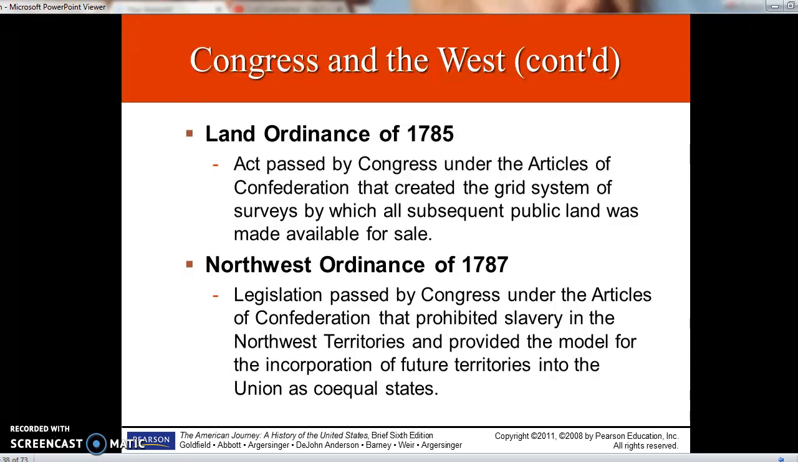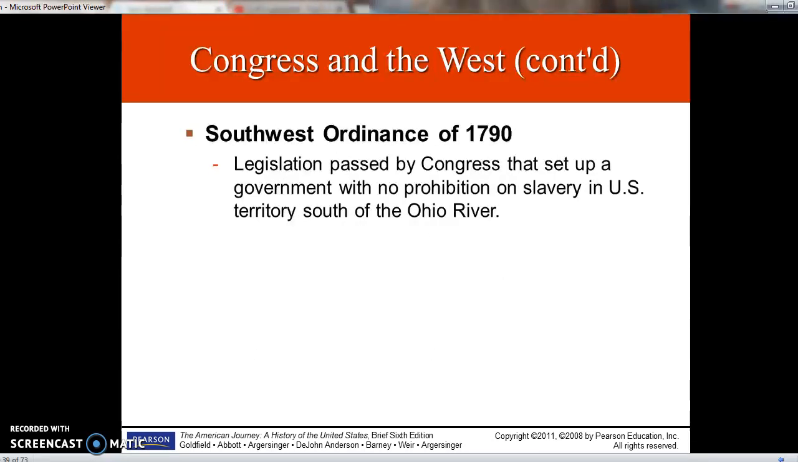The Northwest Ordinance puts forth the model for incorporating future territories and eventually states. If you have 10,000 people in your area, you can apply for a territory. You add 50,000 more, so 60,000 total, and you can apply to be a state. So again, as I stated, the Northwest Ordinance sets up all these guidelines, written by Thomas Jefferson, and includes anti-slavery. The Southwest Ordinance includes everything else except for the anti-slavery clause.